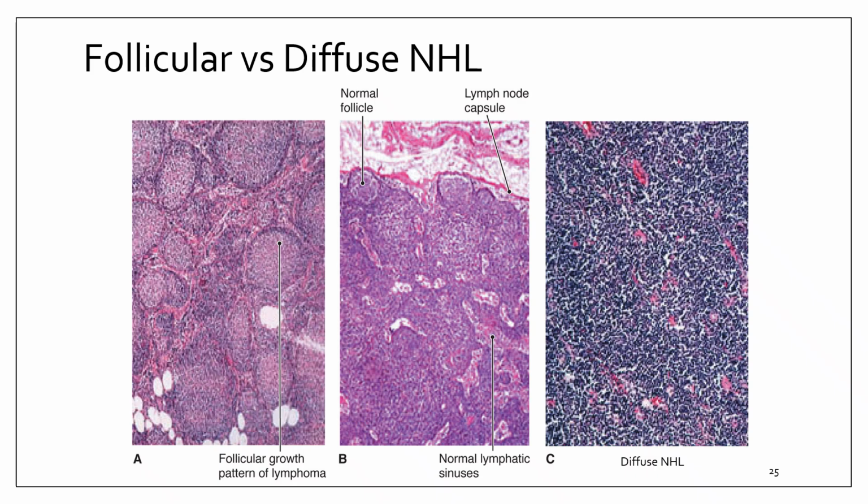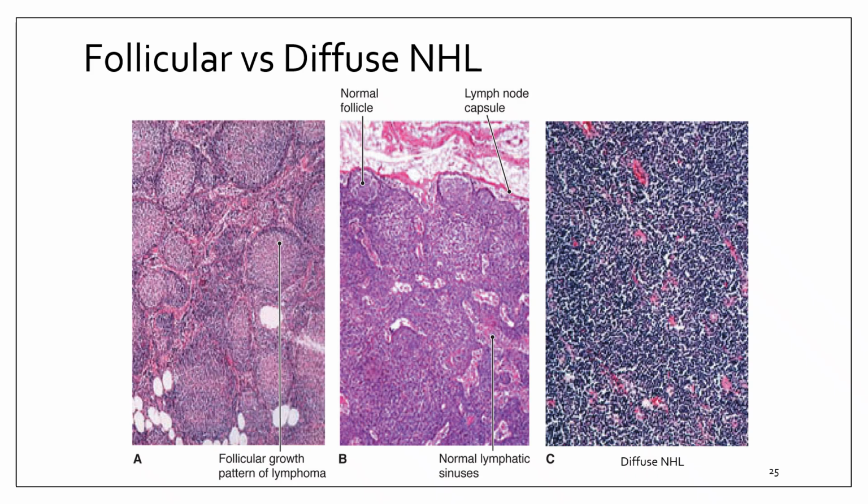Now look at panel A. You'll notice round lymphoid follicles, repetitive nodular pattern, the follicles packed tightly together. There is very little intervening space. At first glance, it almost looks normal, and that's exactly why follicular lymphoma can be sneaky.